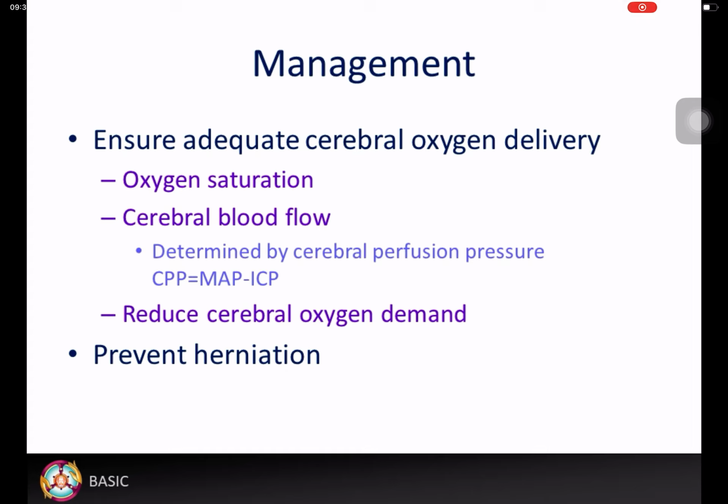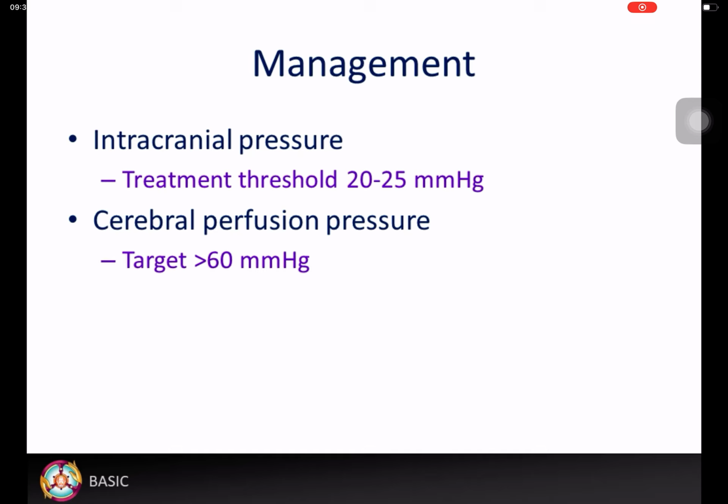Achieving adequate oxygen delivery is dependent on the arterial oxygen saturation and the cerebral blood flow, which is dependent on cerebral perfusion pressure, which in turn is dependent on the mean arterial pressure and intracranial pressure. Of course, achieving adequate oxygen delivery is also made easier by reducing cerebral oxygen demand. In order to achieve these aims, the target should be to keep the ICP less than 20 to 25 millimeters of mercury, and having done that, to manipulate the mean arterial pressure to maintain a CPP of greater than 60.